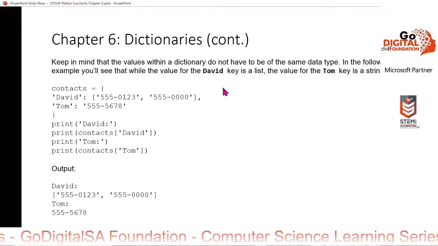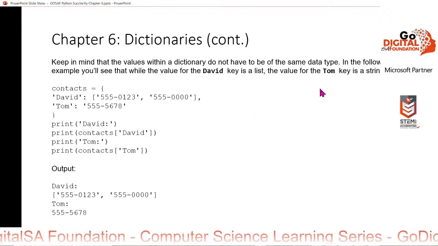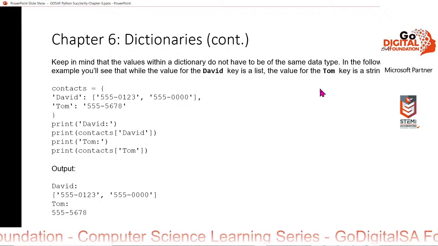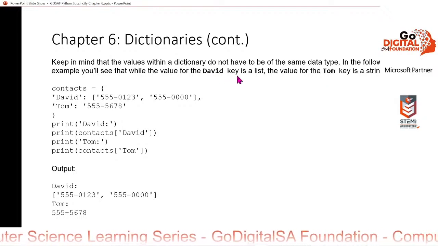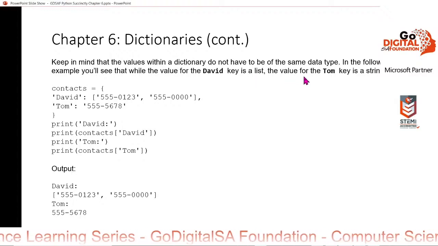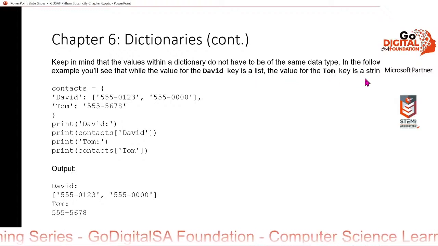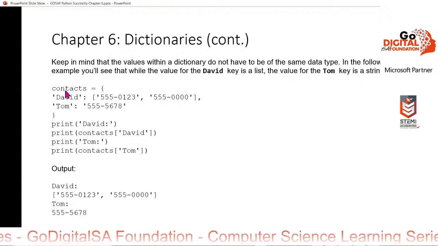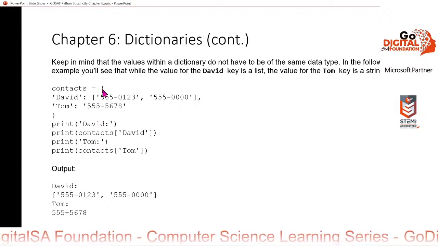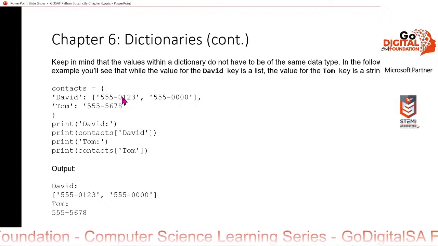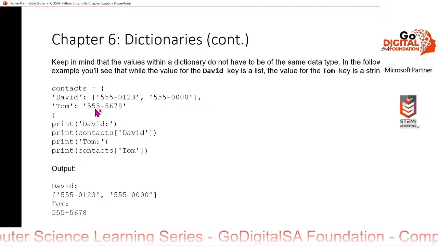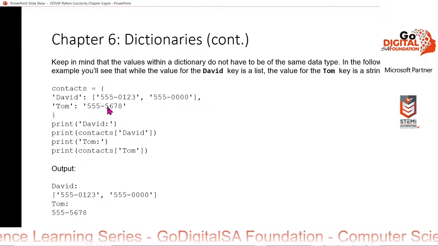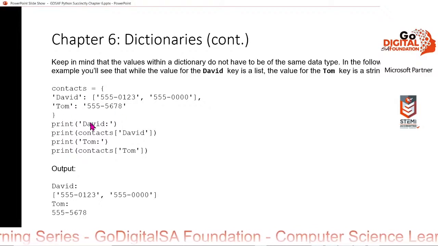Keep in mind that the values within a dictionary do not have to be of the same data type. In the following example, you'll see that while the value for David key is a list, the value for the Tom key is a string. Okay, so here we say contacts equals David is now a list with 2 numbers, and Tom is a string. It's just 1 number.